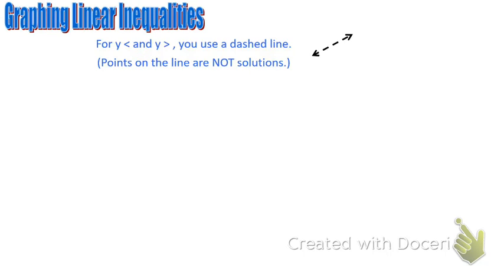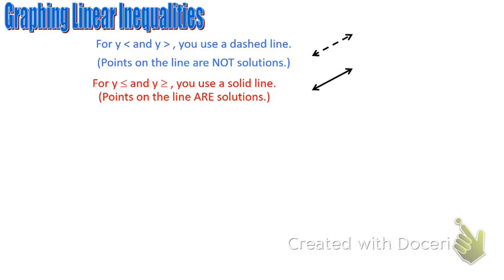In this video, we'll review how to graph linear inequalities. For y is less than and y is greater than, we're going to use a dashed line. The dashed line tells us that points on the line are not solutions. And for y is less than or equal to, or y is greater than or equal to, we'll use a solid line. The solid line tells us that points on the line are solutions.